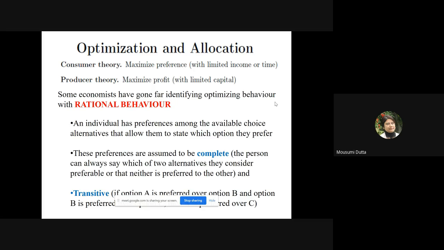In consumer theory, we try to maximize preference. Those who have some knowledge about economics learn it that way. There is one term, utility: whatever we enjoy from a commodity or a service, we call that utility. So in general language, in consumer theory we try to maximize our preference subject to limited income or limited time, etc. Subject to some limitations, how can we maximize our utility or our preferences?